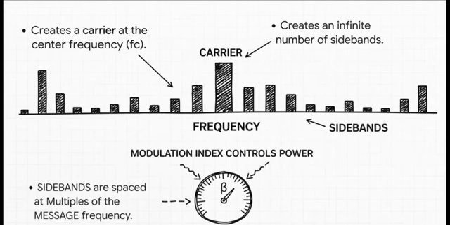So what that crazy math actually means is this. The FM process creates the main carrier signal right in the middle, but it also creates a whole bunch of other signals on either side, called sidebands. And here's the wild part. It theoretically creates an infinite number of them. Unlike AM, which just gives you 2, FM creates a ton. And guess what determines how much power goes into each of those sidebands? Yep, it's our old friend, the modulation index, beta.